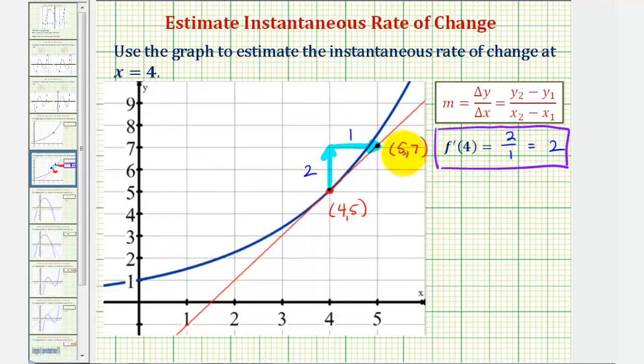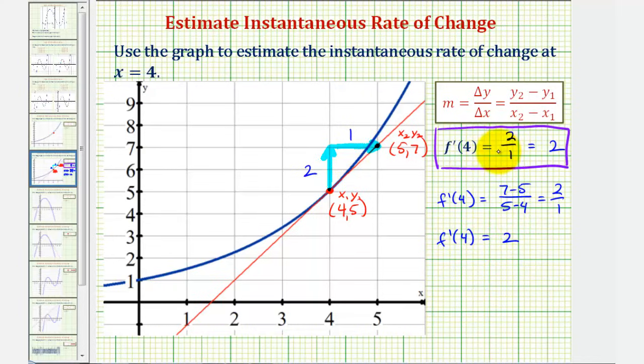The other option is to use these two ordered pairs and find the slope using this formula here, again where we have the change of y divided by the change of x. So let's also show that. Let's call these the 1's, meaning x sub 1, y sub 1. We'll call these the 2's, meaning x sub 2, y sub 2. So we'll get the same result, but f prime of 4, or the instantaneous rate of change at x equals 4, is equal to y sub 2 minus y sub 1, that's 7 minus 5, divided by x sub 2 minus x sub 1, that's 5 minus 4, which gives us 2 over 1, which is what we had before, positive 2.